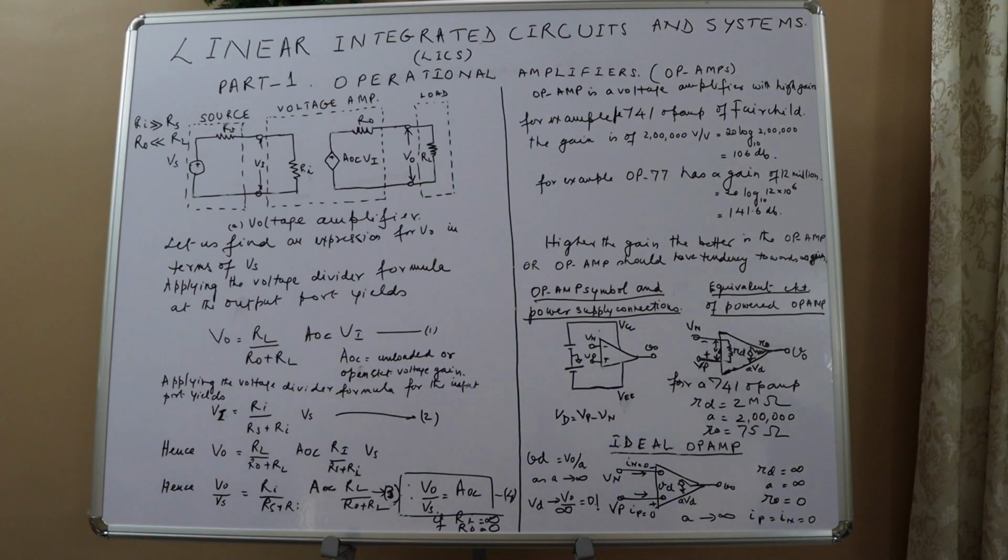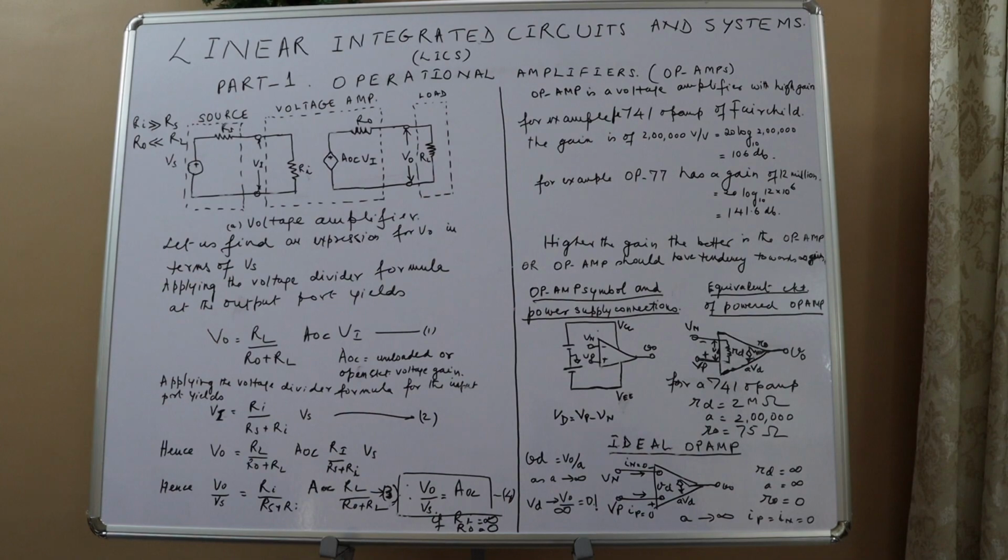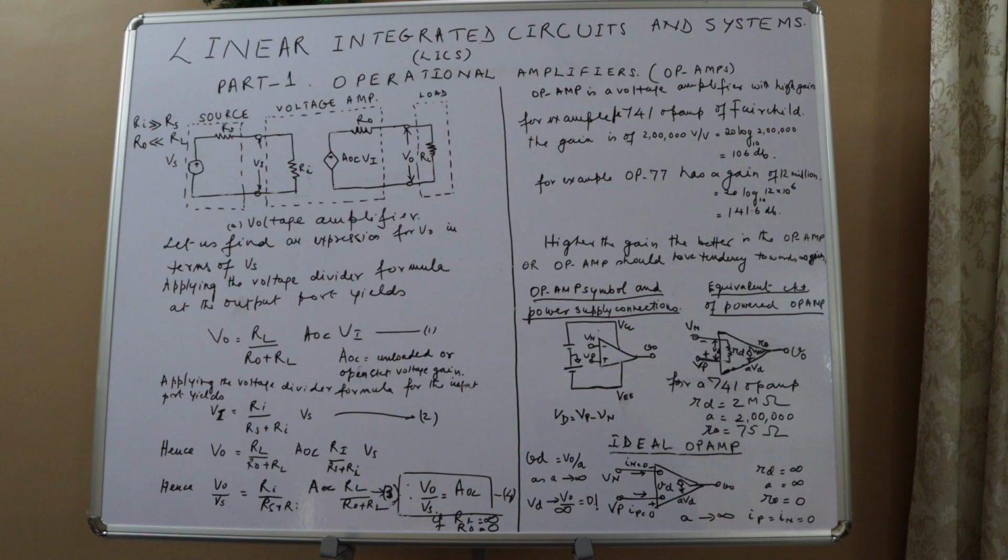Today, I will begin the subject of Linear Integrated Circuits and Systems, known as LICS. I begin with the topic of Operational Amplifiers. What is an amplifier? An amplifier is a two-port device that accepts an externally applied signal called input and generates a signal called output, such that output is equal to gain times input. Gain is nothing but a suitable proportionality constant.